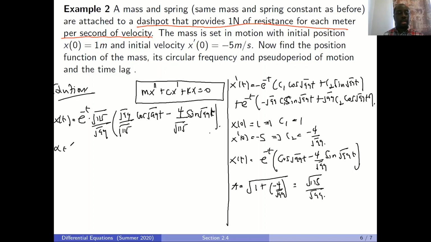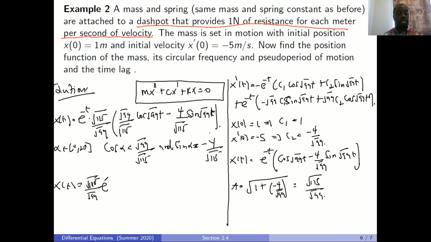So if we let alpha be some angle between 0 and 2 pi, and set the cosine of alpha to be the square root of 99 over the square root of 115, and we set the sine of alpha to be minus 4 over the square root of 115, then we can write our x of t as the square root of 115 over the square root of 99 e to the minus t times the cosine of the square root of 99t minus alpha. Okay. So what remains is to find alpha.